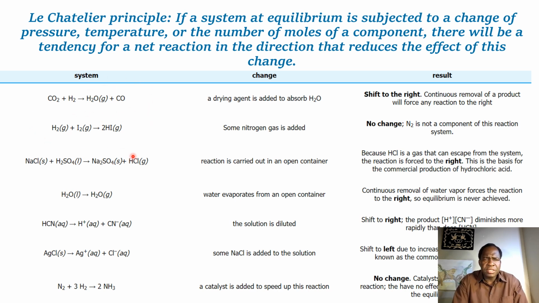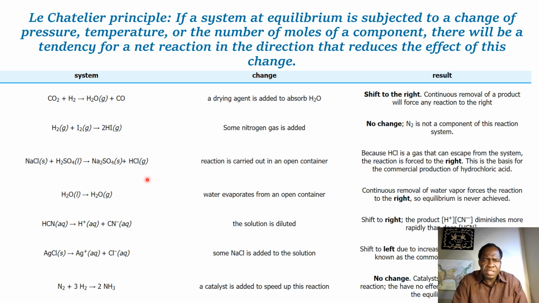So let's look at the second reaction. If you look at this reaction, there is no nitrogen that is involved in the equation on the side of the reactants and on the side of the products. So if you add nitrogen to this reaction, what will happen as a result? No change, because nitrogen is not a component of this reaction system. Okay, let's move to the third reaction.